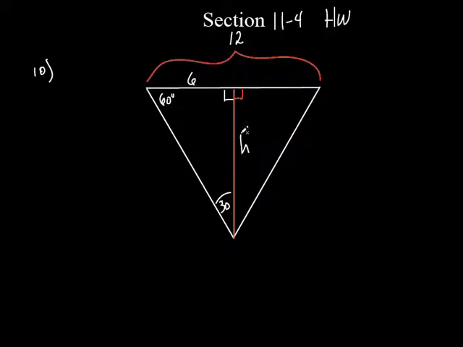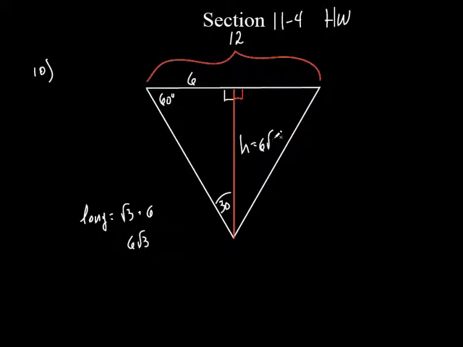We want to find the long side, right? Because it's opposite the 60. What's the relationship between the short side and the long side? The long side is the square root of 3 times the short side, right? Which is times 6, or what? 6 square root of 3. So that's what the height is.